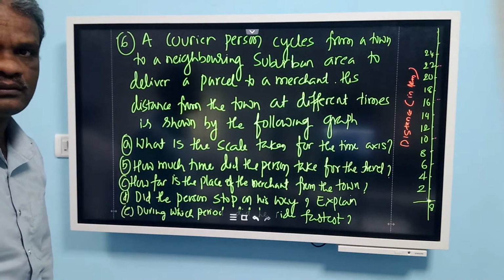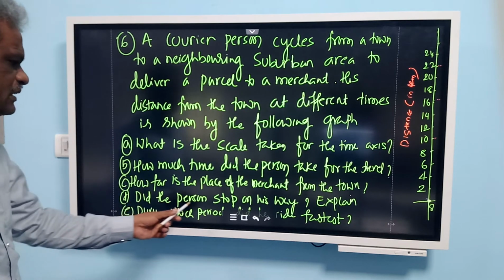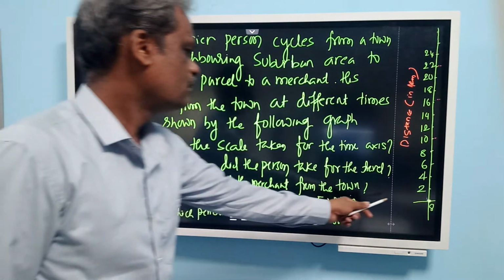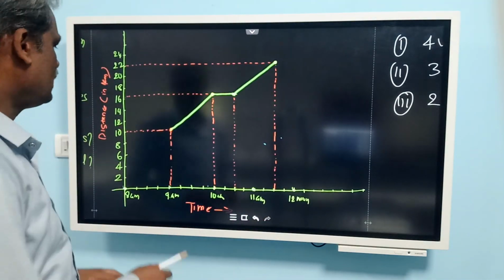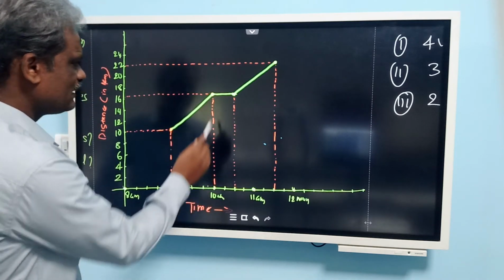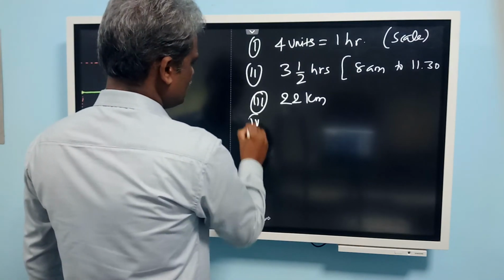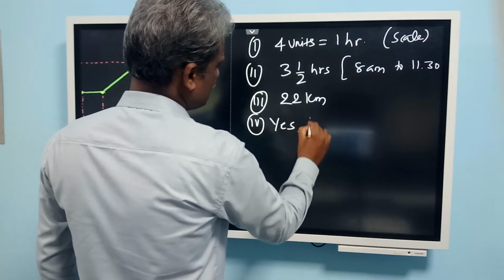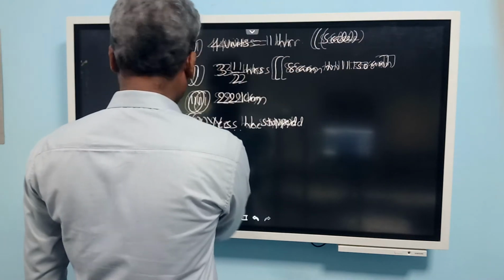Then the next question, question D. Did the person stop on his way? Did the person stop anywhere on his way? Yes, he stopped here. Look at this. At 10 a.m. he stopped, and up to 10:30 he was at the same distance. So, fourth question, yes, he stopped at 10 a.m.